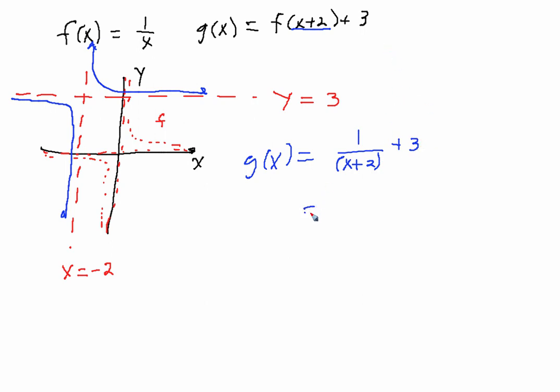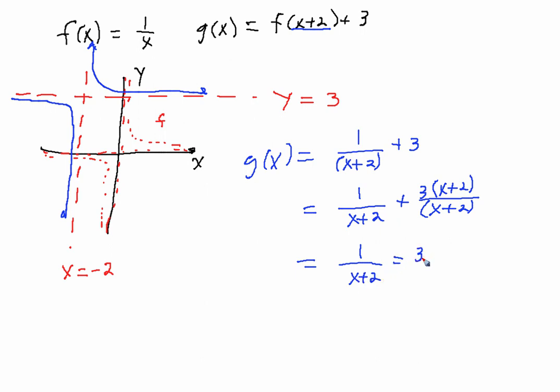Okay, now they want that written as a single function. So I'm going to write that as 1 over x plus 2, plus 3 times x plus 2 over x plus 2. In other words, I took 3 and I multiplied it by 1 in the form of x plus 2 over x plus 2. And that gives me 1 over x plus 2 plus 3x plus 6, and the denominator is x plus 2. And so now that I have a common denominator, I can rewrite that as 3x plus 7 all over x plus 2. Okay, so that's what it looks like as a single function.